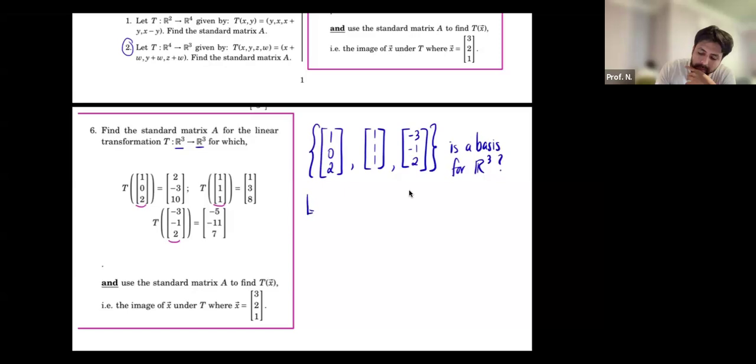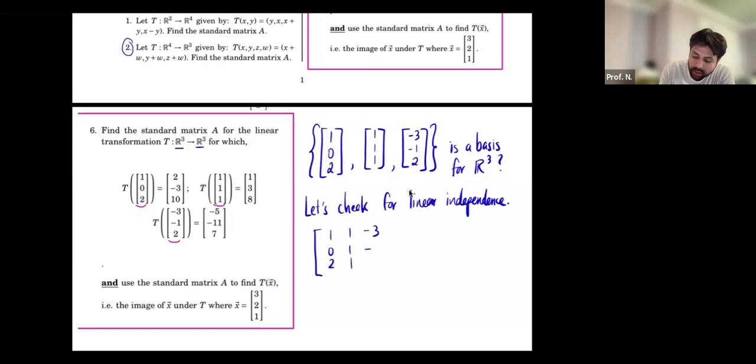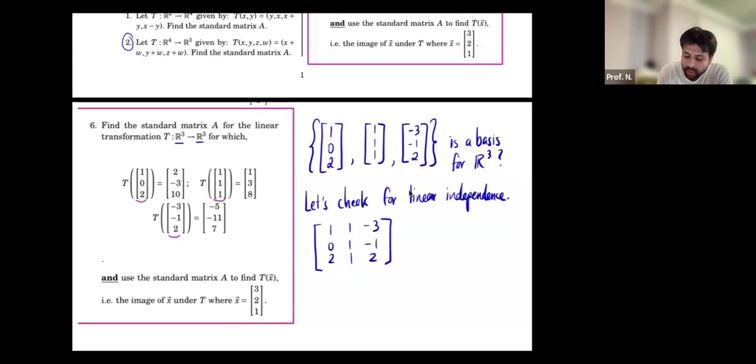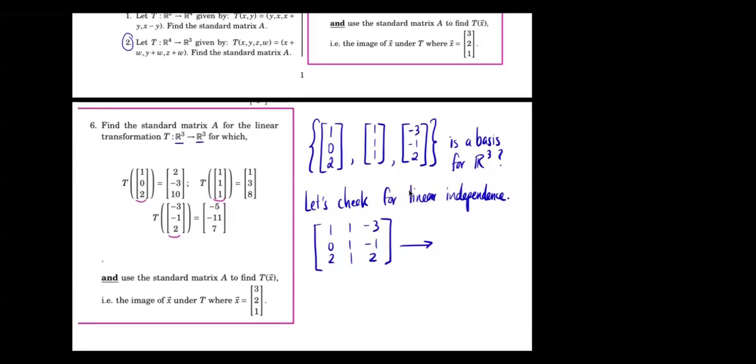Let's check. Let's check for linear independence. This is a little faster to check. Why is it faster? Well, you have a calculator. In your calculator, what I would do is I would put 1, 0, 2, 1, 1, 1, -3, -1, 2. I would make that a matrix. And then what would I do with it to check linear independence? You will row reduce it.